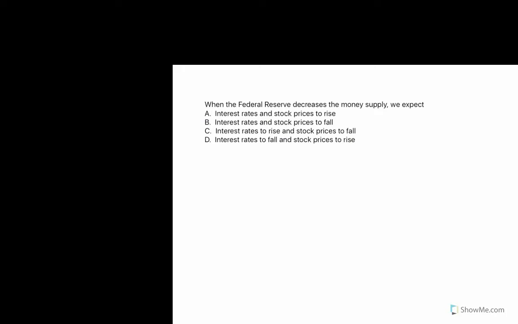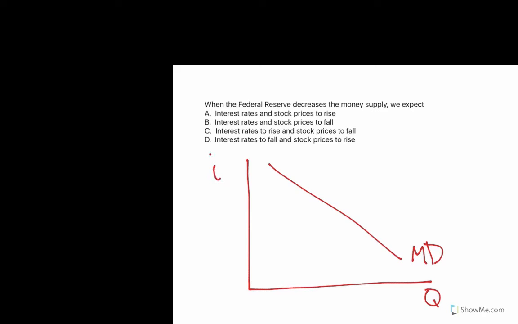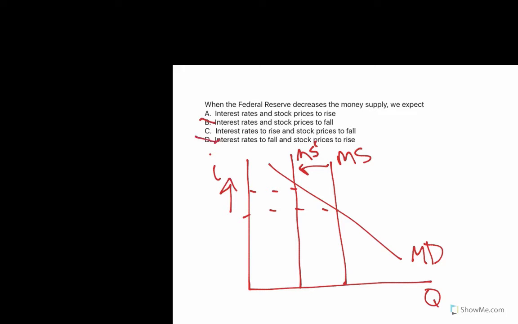Alright, so this is a similar question, but it has to do with the money supply and what happens to the market then. So again, this is the market for money. We've got money demand going down, quantity, interest rate. Money supply is a straight vertical curve because it is constant, determined by the Federal Reserve. So this is what happens if the money supply decreases. Well, we can just see from here that the interest rate is going to go up. So we know that the answer is not B or D.